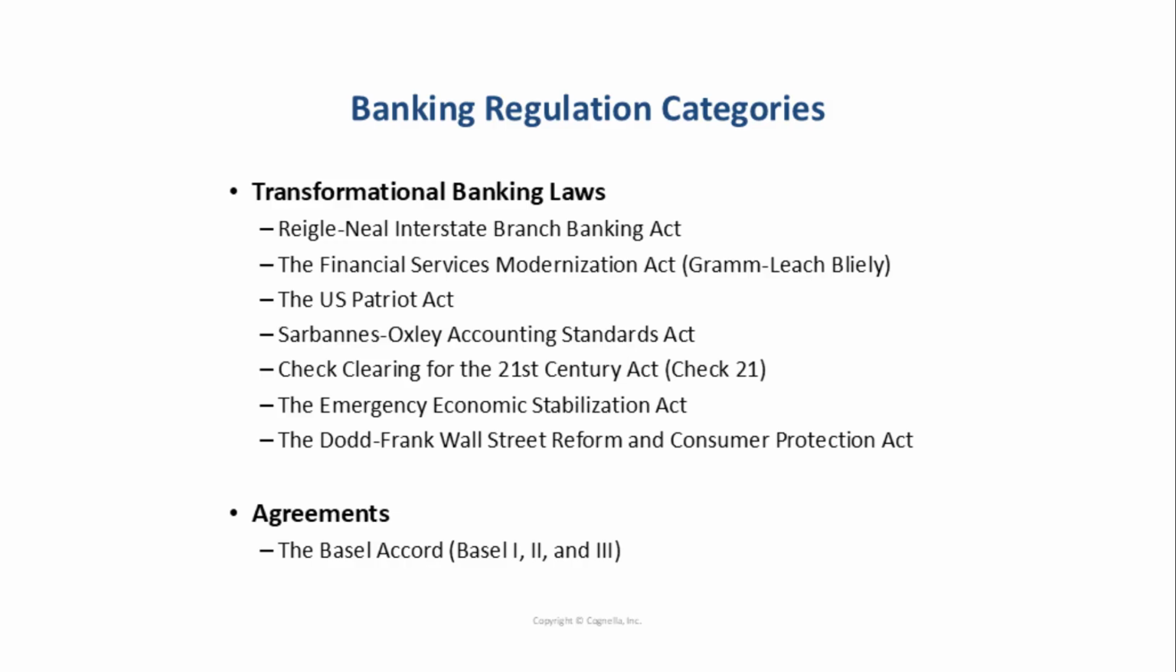Basel I in 1988 focused on minimum capital requirements and credit risk. Basel II in 2004 refined this by adding operational risk and better aligning capital with actual risk. Basel III in 2010 responded to the financial crisis by adding liquidity requirements, and tougher capital standards as a way to strengthen resilience. In short, these laws and agreements don't just tweak the system, they transformed how banks operate as well as how they are now supervised.